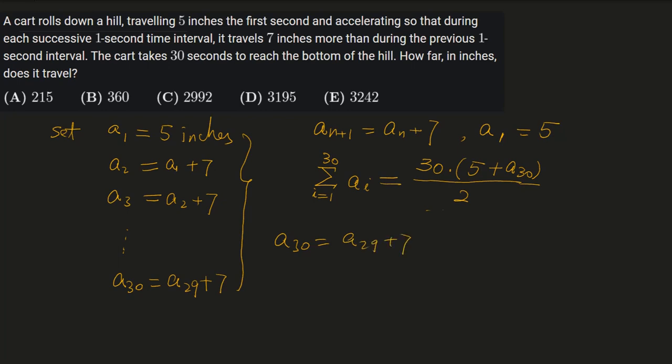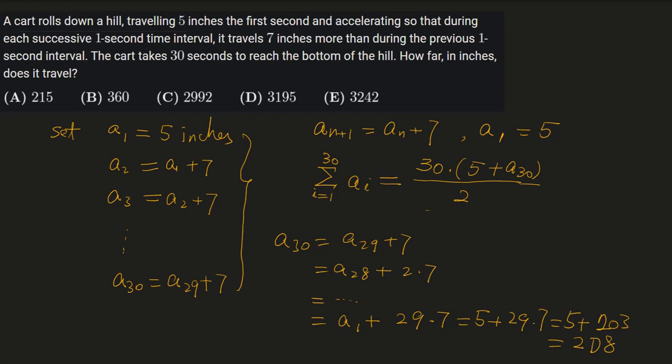So a30 equals a29 plus 7, right? And a29 equals a28 plus 7. Then that's 2 times 7. Then we go all the way down, we will get a1 plus 29 times 7, which equals 5 plus 29 times 7. And how much is that? 9 times 7, that's 63. We carry a 6. 2 times 7, that's 14, plus 6, that's 20. Therefore, this equals 208.